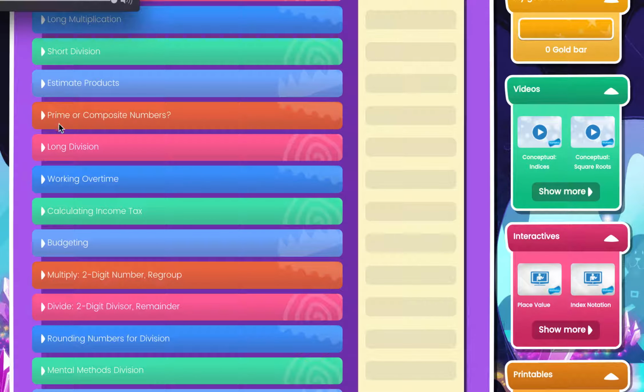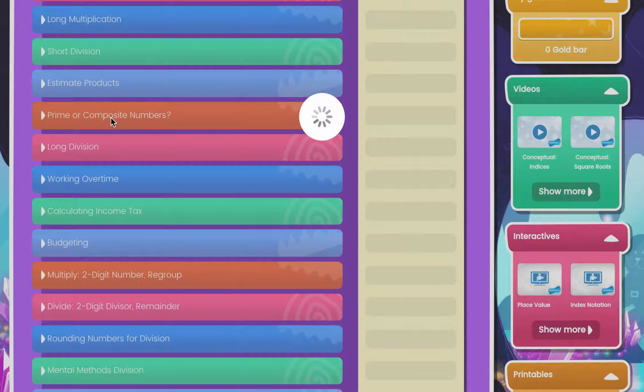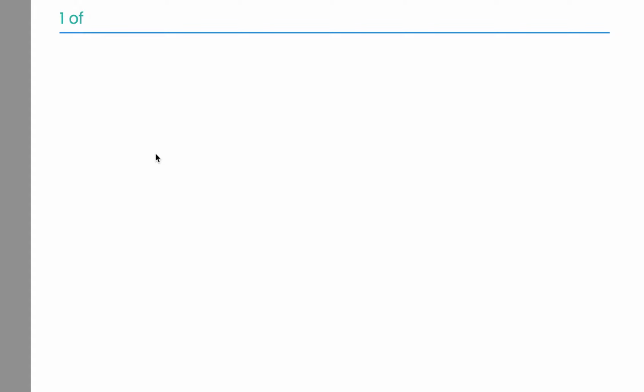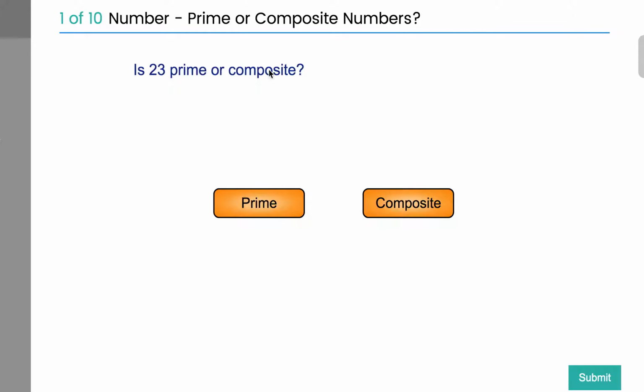This video is for prime or composite numbers. Basically, a prime number is a number that is in no times tables apart from one and its own. So if it's not on your times table grid, if it can't be divided by any other number without leaving decimals, then it's prime. Composite numbers are everything else. So composite numbers are all the numbers that are in different times tables.